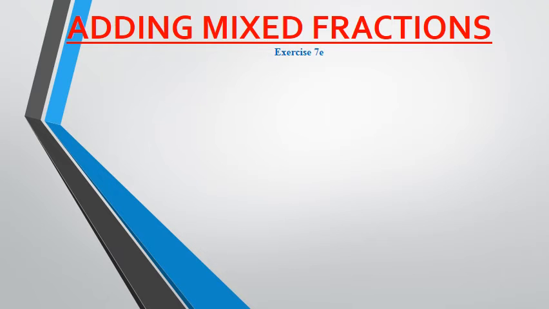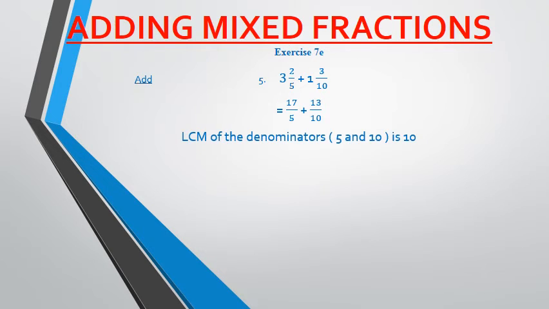Now let's come to the next question of this exercise, which is question number 5. So here again we have to add two fractions, which are 3 2 by 5 plus 1 3 by 10. Now children, both of these fractions are mixed fractions. So first of all, we have to change these two mixed fractions into improper fractions. So it will become 17 by 5 plus 13 by 10. Now children, we have to find out the LCM of the two denominators 5 and 10. So the LCM of the denominators 5 and 10 is 10.